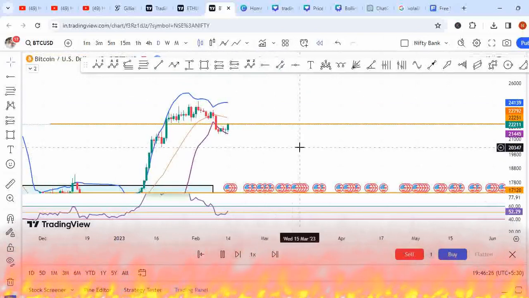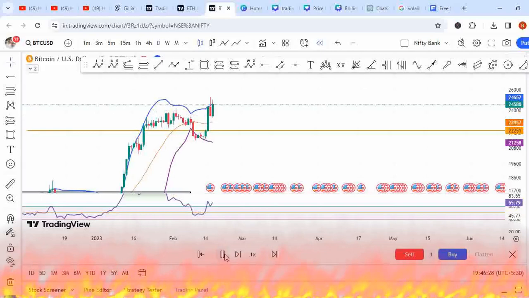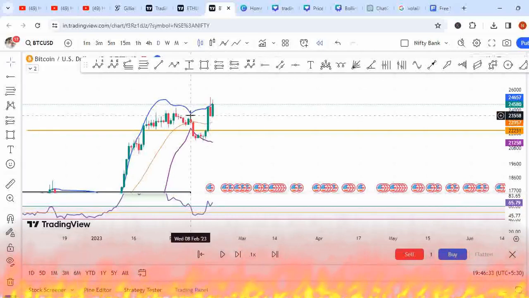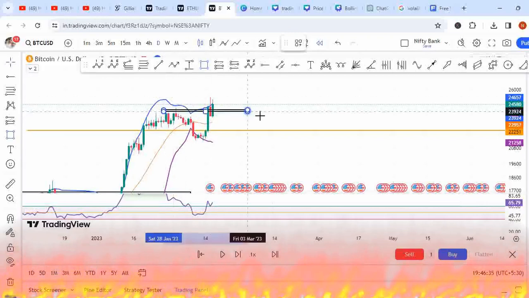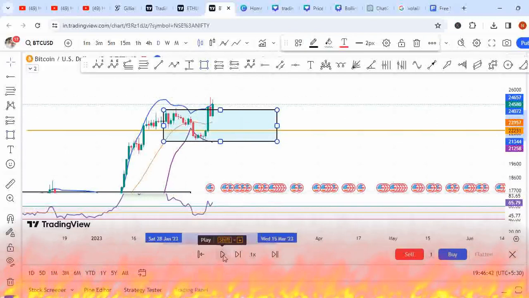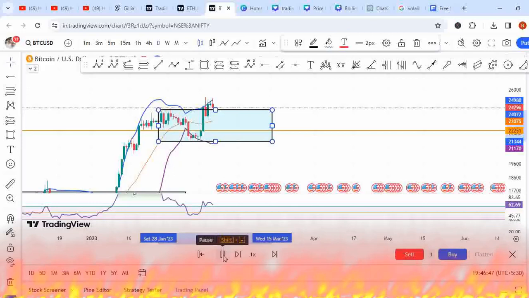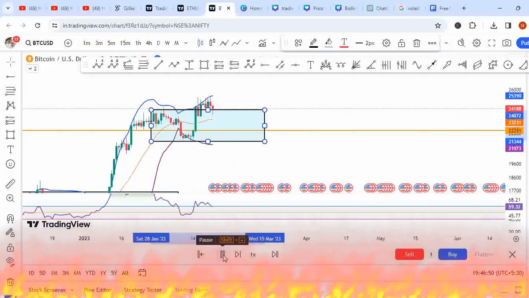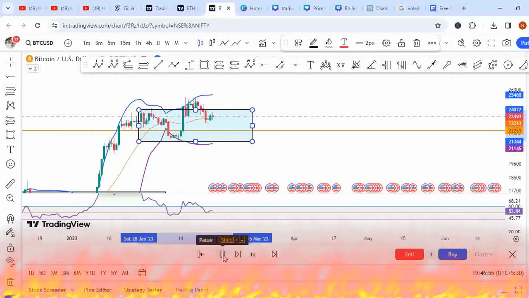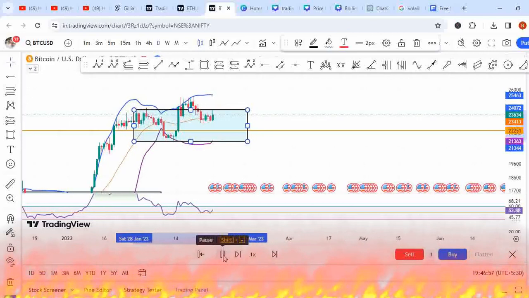Let's check again. Okay, now again here you see that RSI is taking support at 60. Squeeze Bollinger Band. So let the Bollinger Band stay above 60. It's not like that, we have to see a clear breakout.